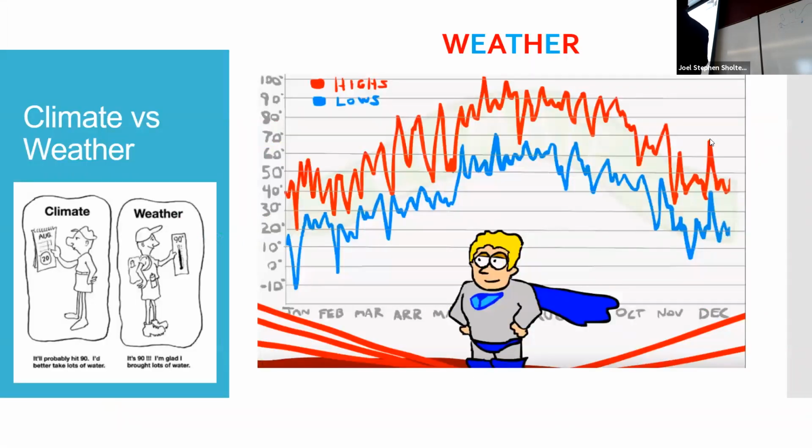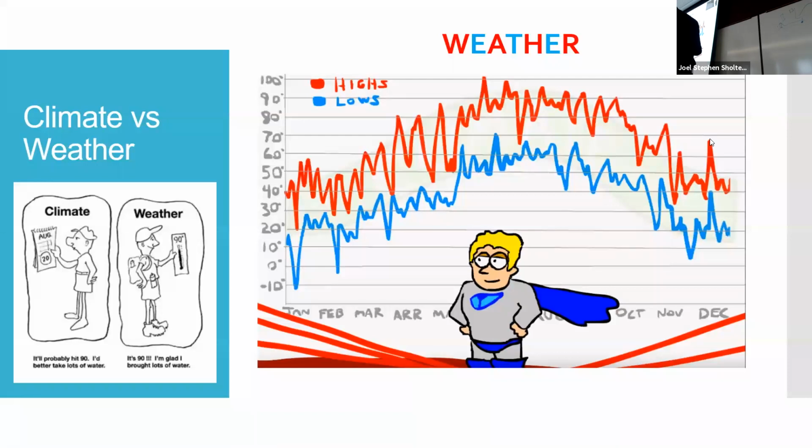Okay, so climate versus weather. Here is our meteorology friend. I think I got this out of a video, but maybe I just took some slides. Weather is what's going to happen on a particular day. So weather is going outside and saying it's 90 degrees, I'm glad I brought a lot of water today. Climate is, I'm going to look at the calendar, and on average the high on August 20th is 90 degrees, so I better take a lot of water. Weather is just a particular manifestation, on a particular day or hour, of climate.